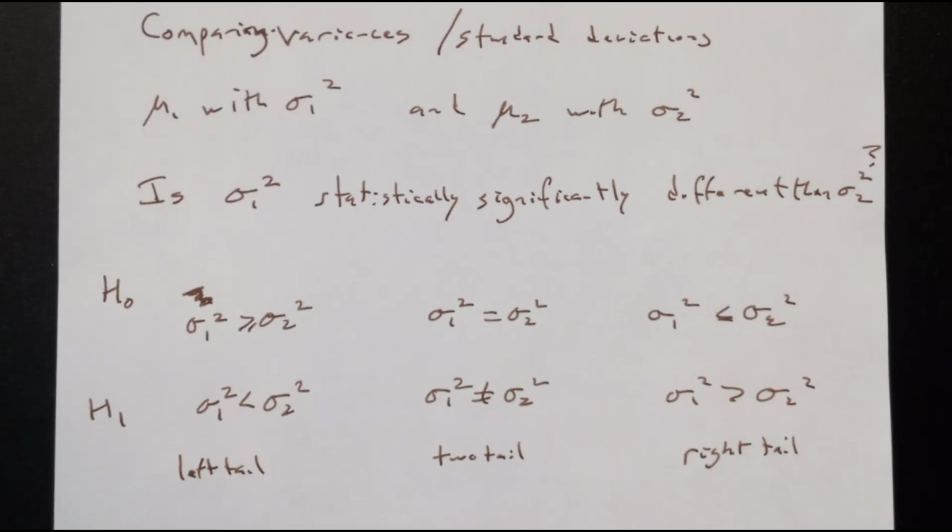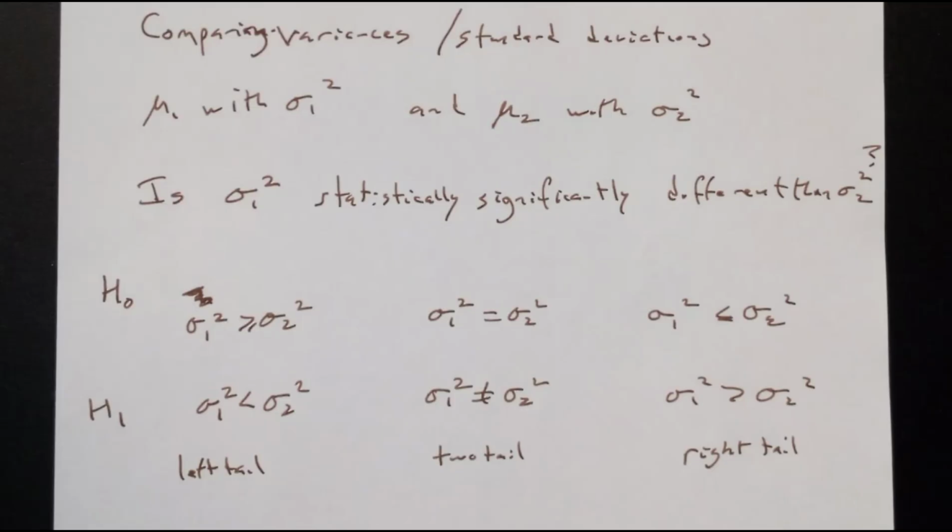Now, when I look at this null hypothesis, this bothers me quite a bit. It depends on which one I call 1, which one I call 2. But left, right, two tail is going to change based on that. And I'm really not comparing to anything fixed. I'm comparing to each other. And that bothers me. So there's another way to write all three of these.